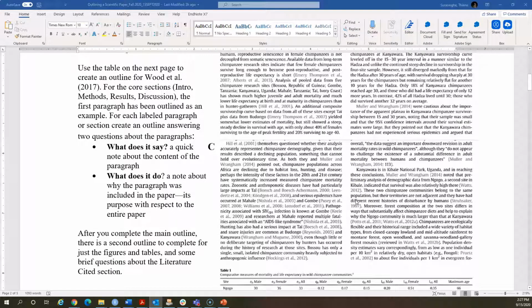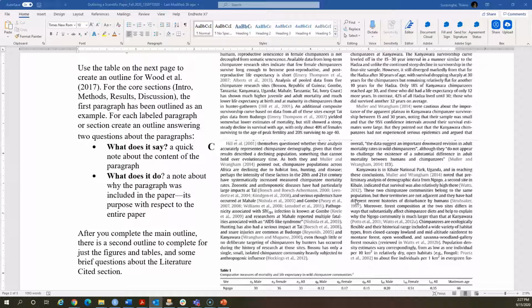Now, there's a table down the road. When I go on, you're going to see a particular table where you are supposed to fill in the outlining component, right? So first, keep reading, paragraph by paragraph, section by section, right? When you read each paragraph in each of these sections, we are going to ask you to do two things, right? For each labeled paragraph or section, the outline should answer two different aspects.